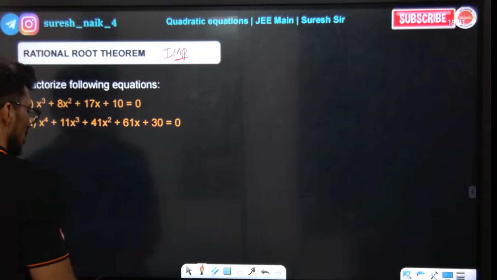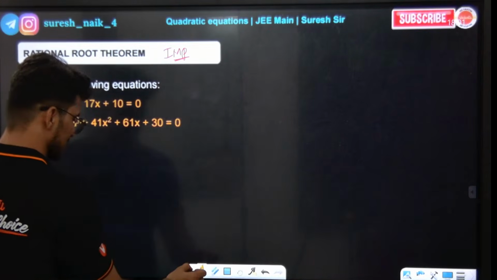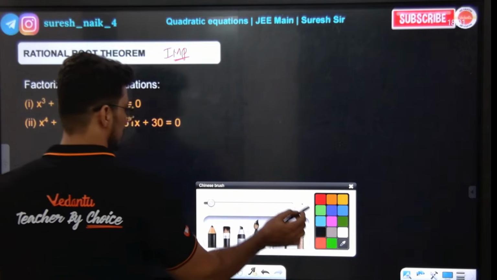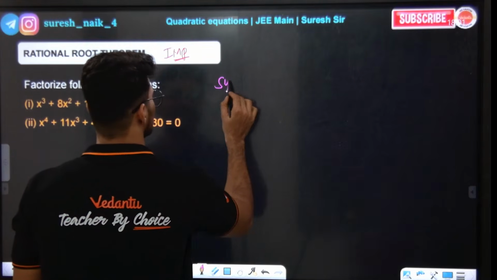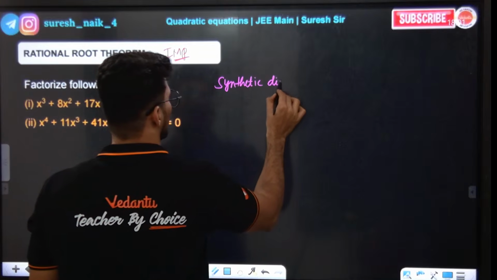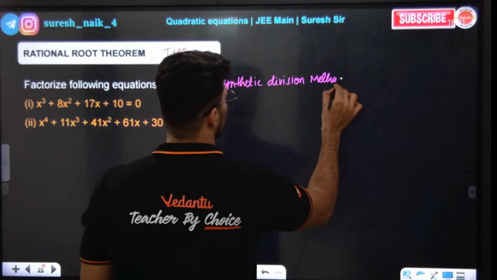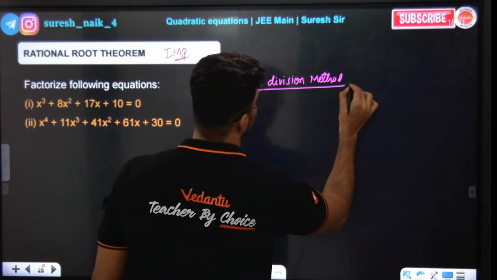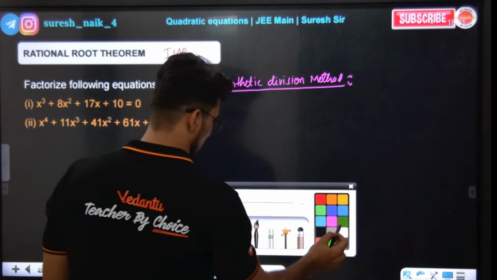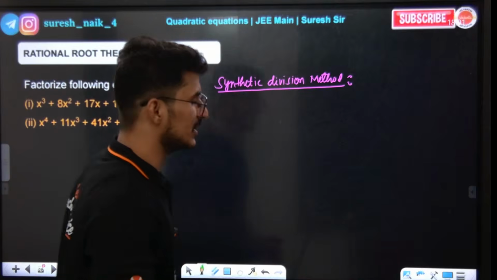First, to factorize the polynomial, I'll tell you one method called the synthetic division method. Synthetic division method. So we need to follow the synthetic division method. How do you use the synthetic division method?